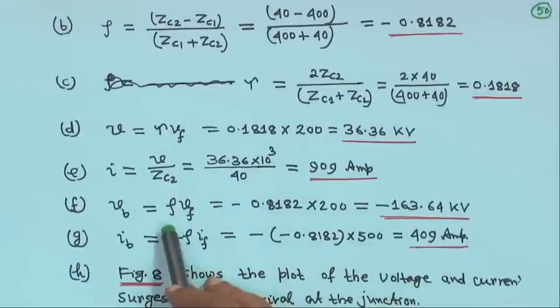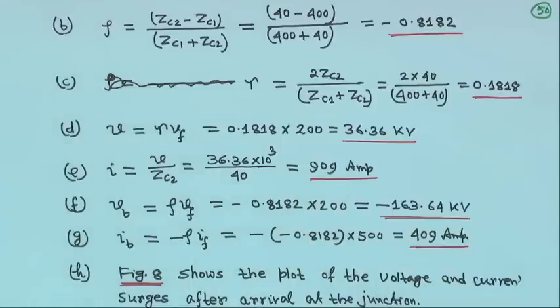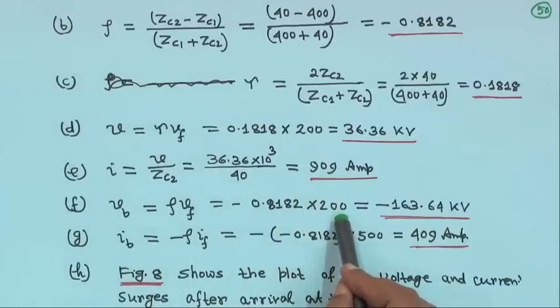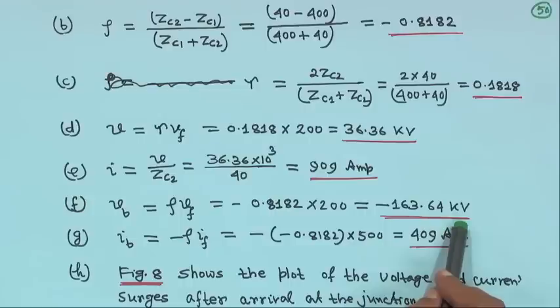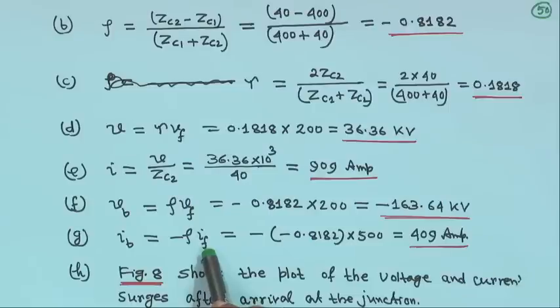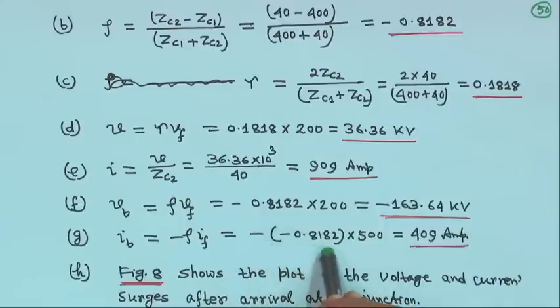Then Vb is equal to rho into Vf. So, it is minus 0.8182 into 200 kV, so minus 163.64 kV. And Ib is equal to minus rho into If, just opposite of the voltage. If rho is minus here, automatically it will become plus, because it is minus rho into If. So, minus of minus 0.8182 into 500 is 409 ampere.